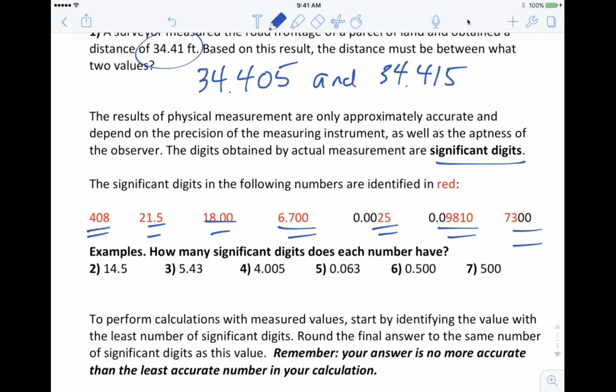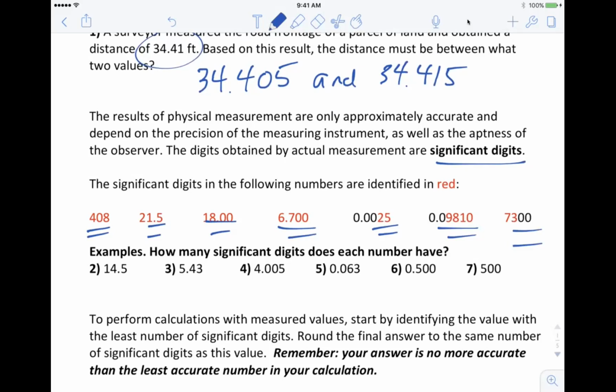So the zeros at the end of the number, we're going to make the assumption that this measurement was rounded to the nearest hundred. It may be that it was exactly that, but it's a little bit unclear. So we're going to assume the more likely possibility of it being rounded to the nearest hundred. Okay.